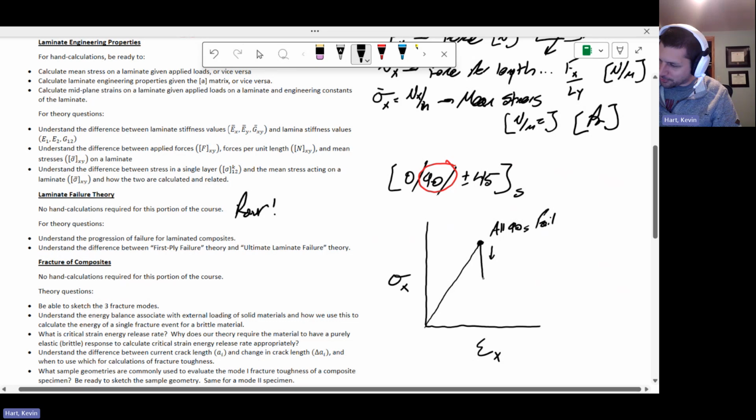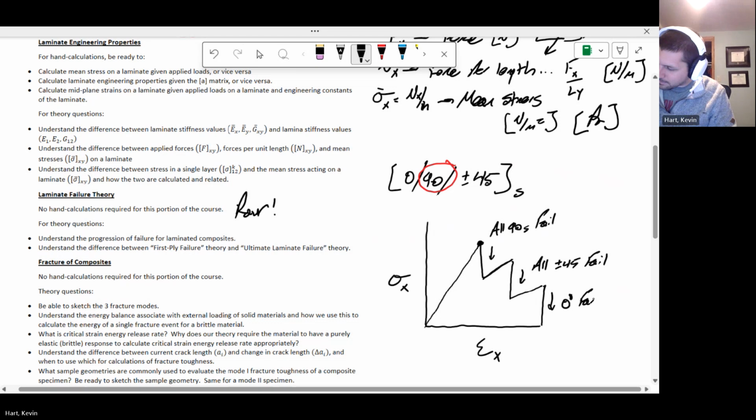Then the zeros and the 45s continue to load with a lower modulus now, because the 90s are no longer contributing to the modulus. So we have some additional load coming, and now, bang, all the 45s fail. All plus minus 45 fail. Maybe the zeros hang on. If the zeros do hang on, then you get something that looks like this until all of a sudden, bang, the zeros fail. So that's the general progression, or the idea behind the laminate failure theory.